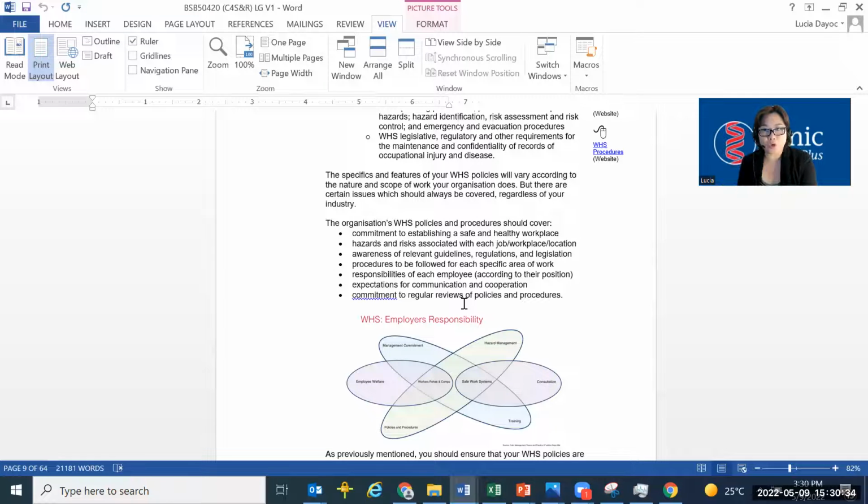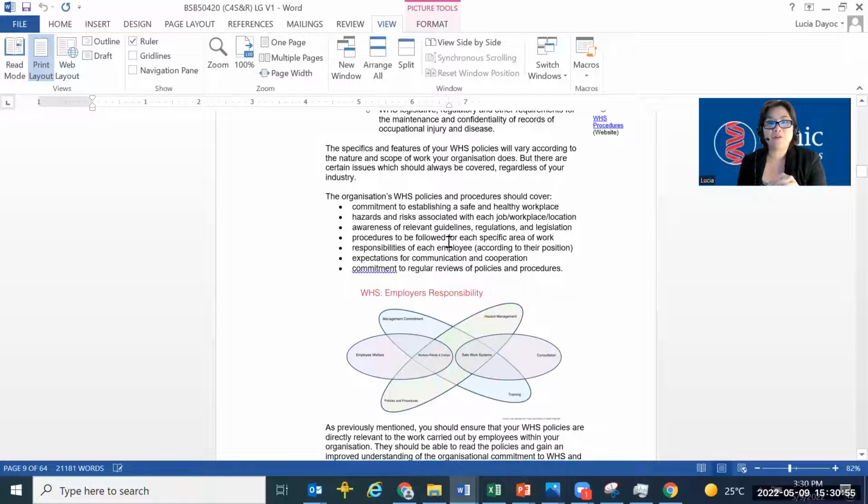These are what you call commitment to establishing a safe and healthy workplace. So it's the same across the board in any industry. We've got hazards and risks associated with each job, workplace, and location. We've got awareness of relevant guidelines, regulations, and legislation. We've got procedures to be followed for each specific area of work, responsibilities of each employee according to their position, expectations for communication and cooperation, and then we've got commitment to regular reviews of policies and procedures.